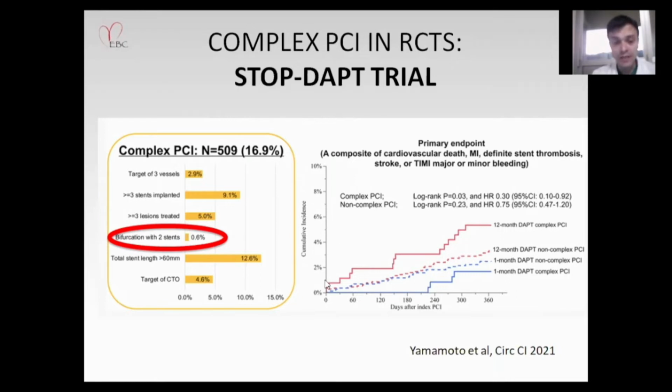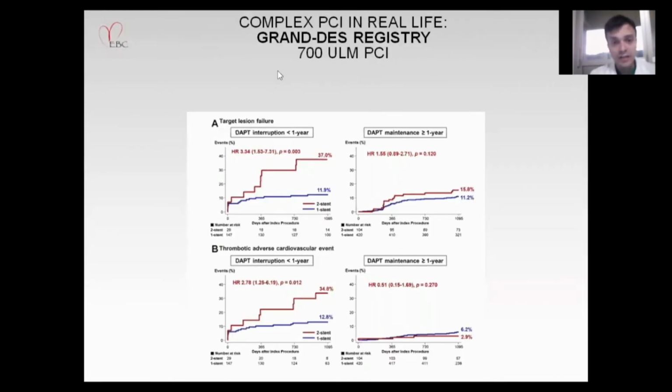But of course, as you may clearly see from the Kaplan-Meier curves, these patients were underrepresented, so we are speaking about few patients and really a small number of events. In the GRAND DES registry, which enrolled 700 PCIs performed on unprotected left main, DAPT interruption before 12 months represented a marker of risk for target lesion failure and of thrombotic recurrent events in the vessel and in the other vessel. So the take-home message from this registry was that a long DAPT, even longer than 12 months, in these patients may be of interest.